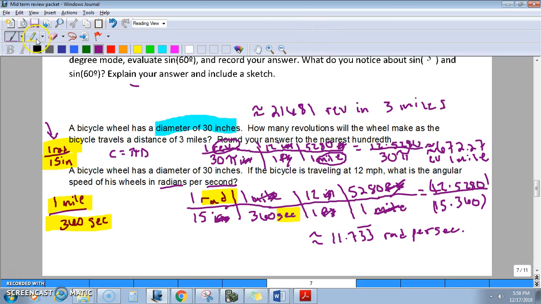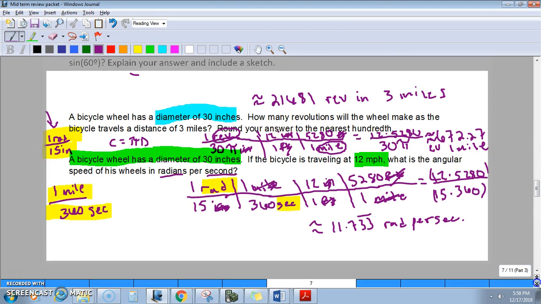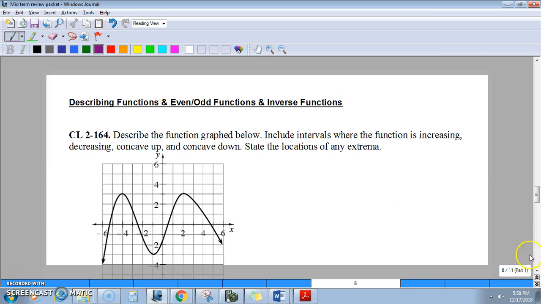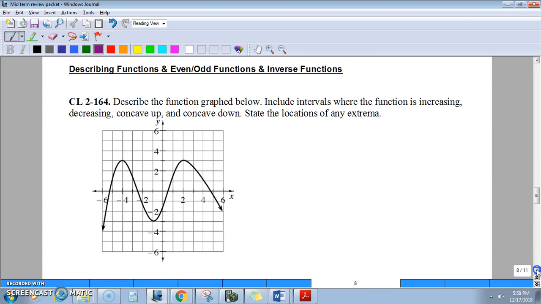We could have done that as one big thing, but the way my brain worked is I took this first part and changed it so I had radians, and then I took this second part and changed it so that I had seconds, and then took those two things and changed it so that I had radians per second. I think we have enough time for one more on this video. Let's see what's next.